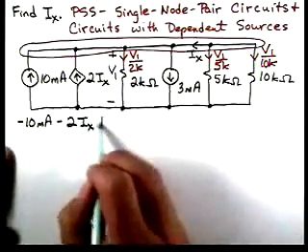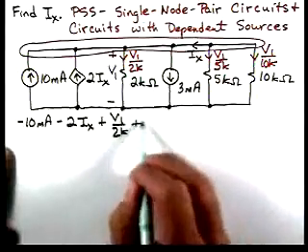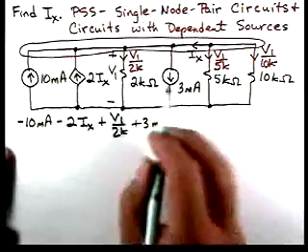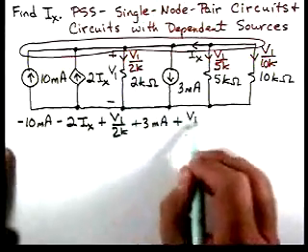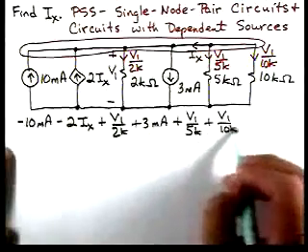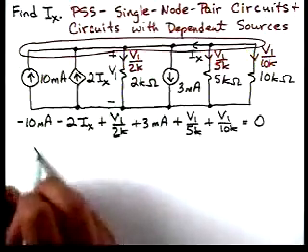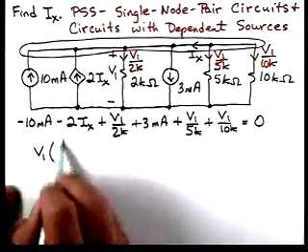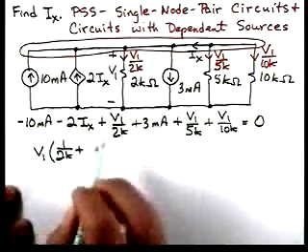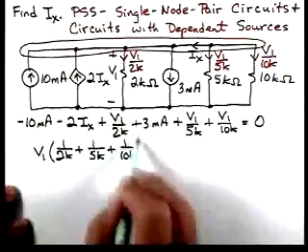Then we have V1 over 2K leaving. We have 3 milliamps leaving, that's a source. Then we have V1 over 5K leaving, V1 over 10K leaving, and by Kirchhoff's current law, that has to equal 0. So if we collect up terms, we can rearrange the equation to be the following.